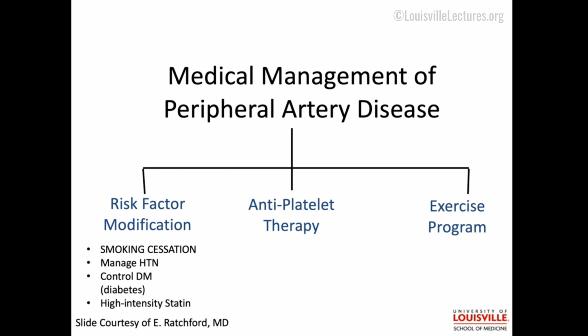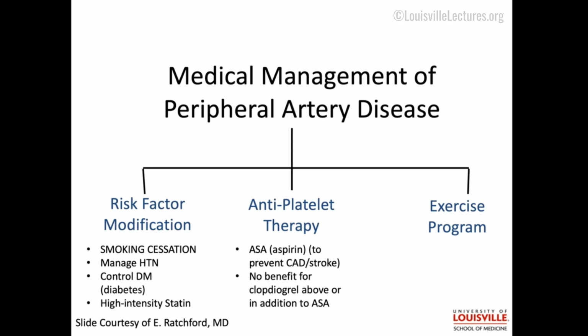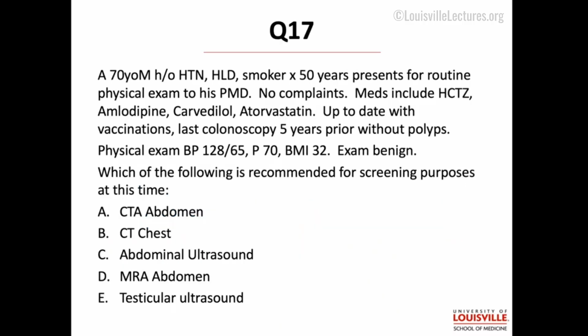We already mentioned all the ways to modify the risk factors. Aspirin is really the mainstay of antiplatelet therapy unless they have another indication for a different antiplatelet or if they've been revascularized with peripheral stenting procedures. And then finally, exercise program is what's really going to change their symptoms. Next question.